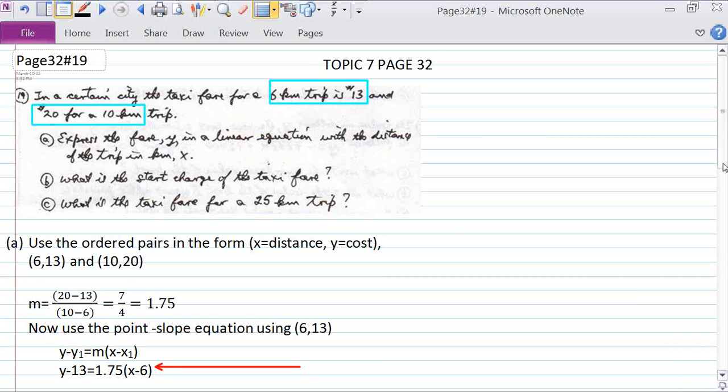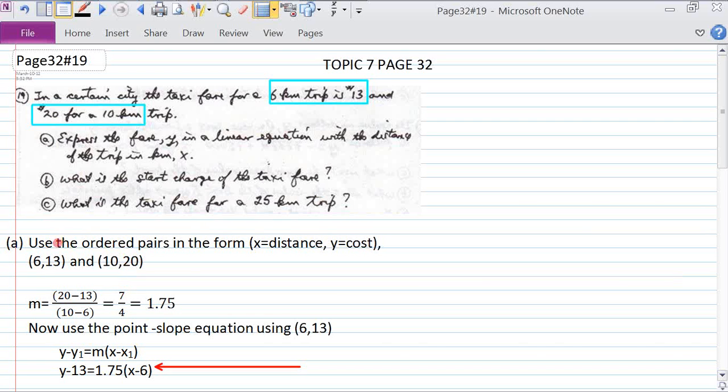So first of all, we're going to use this as an ordered pair, (6, 13), because y should be the $13, and x has to be the distance. So we use (6, 13) as one of our ordered pairs, and we use (10, 20) as my second ordered pair. It must always be x, y. So I've got one ordered pair, I've got a second ordered pair.